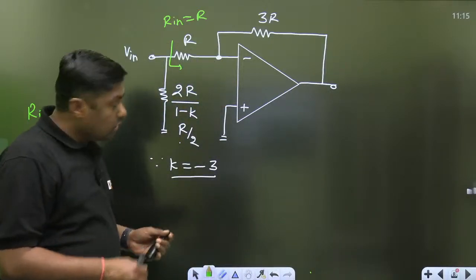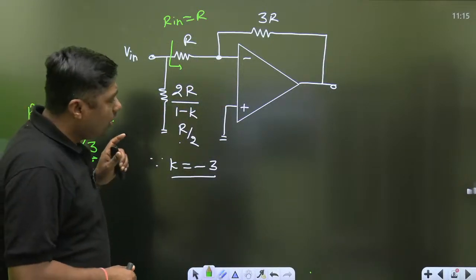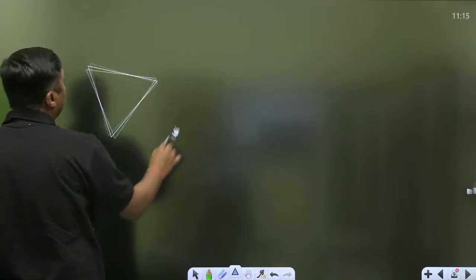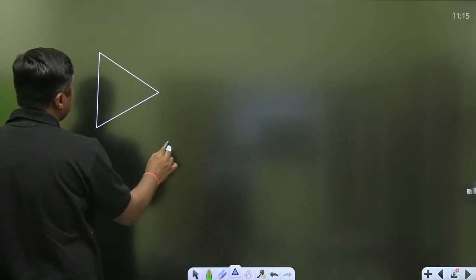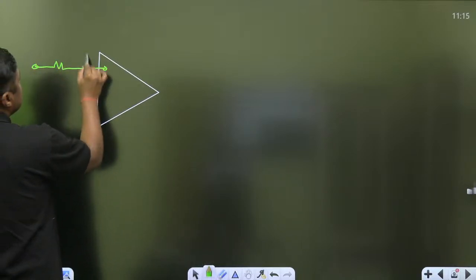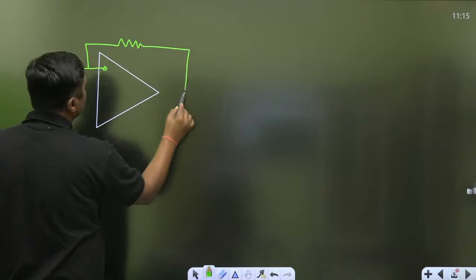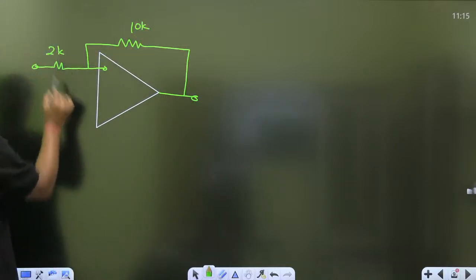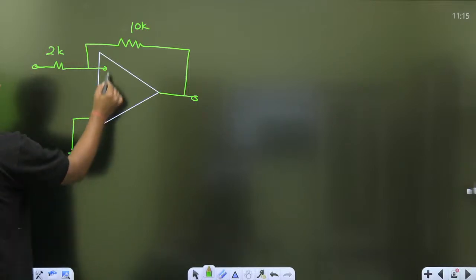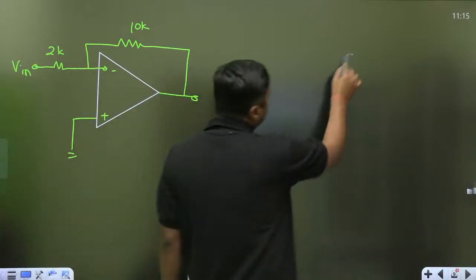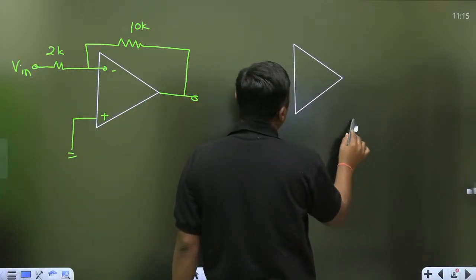Okay. So please tell me, in case of inverting and non-inverting operational amplifier, what is the input resistance? Everyone, please tell me. This is the case under ideal condition. This is the 10 kilo ohm, this is the 2 kilo ohm. This is the way. What is the input resistance? In the comments box, give me the comments.